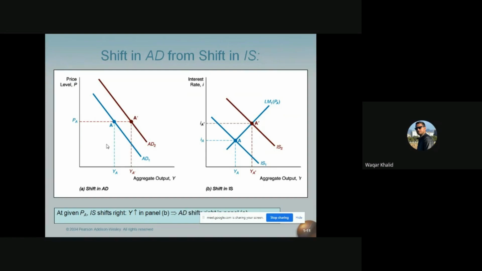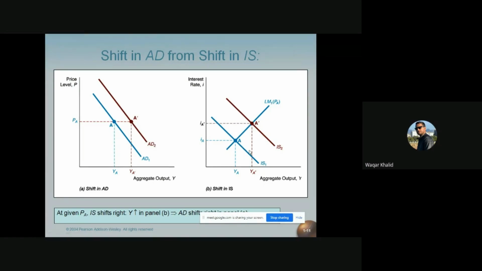Any factor that shifts the IS curve. Here, why has the IS curve shifted its position? Because of the increase in government expenditures. So any factor that shifts the IS curve shifts the aggregate demand curve in the same direction. Look at here. Because of the increase in government expenditures, the IS curve has shifted from IS1 to IS2, and similarly, the AD1 curve has shifted to AD2.